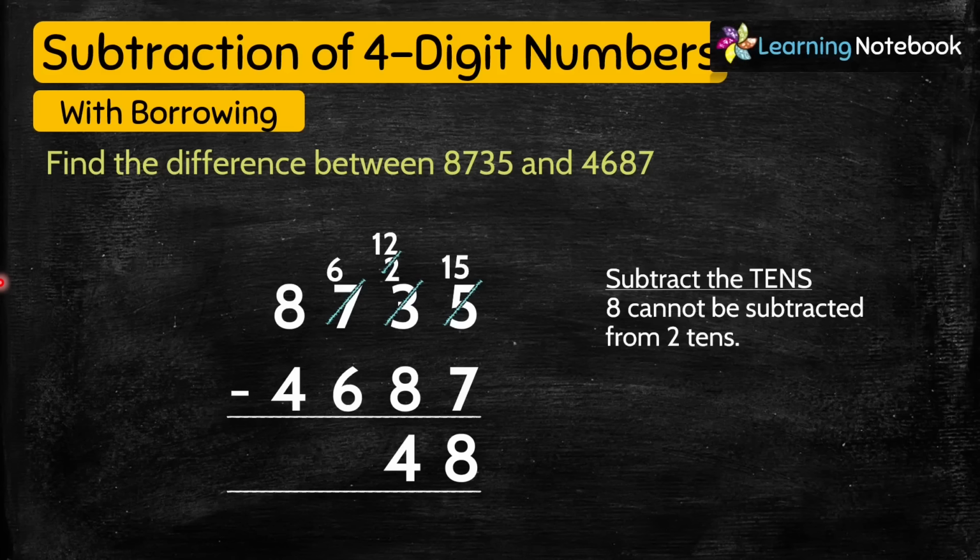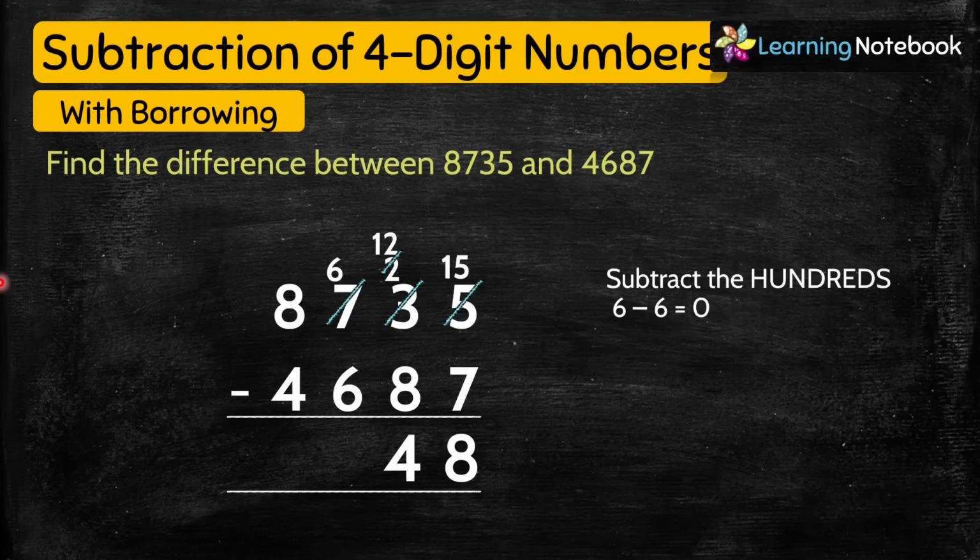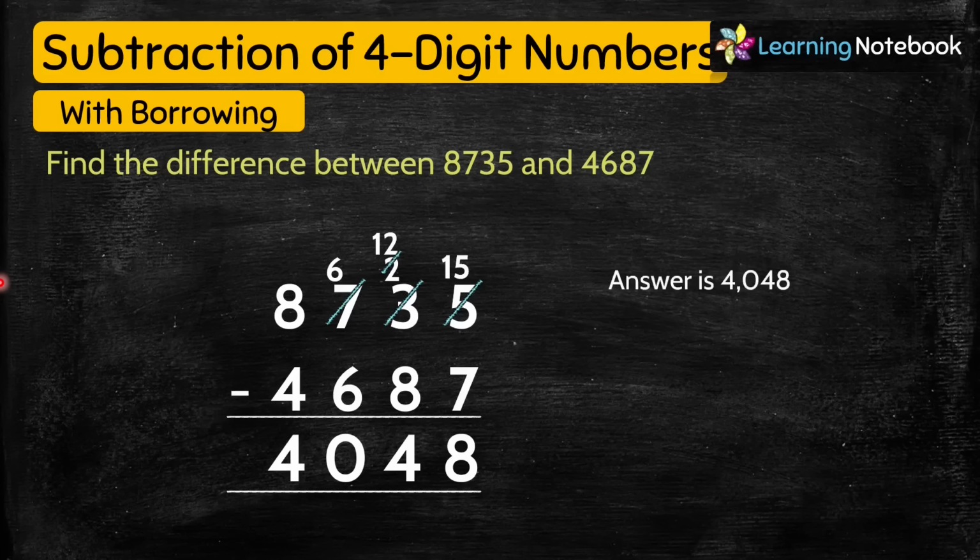Now we will subtract the digits at hundreds place. 6 minus 6 equals 0. And lastly, we will subtract the digits at thousands place. So 8 minus 4 equals 4. Therefore, answer is 4048.